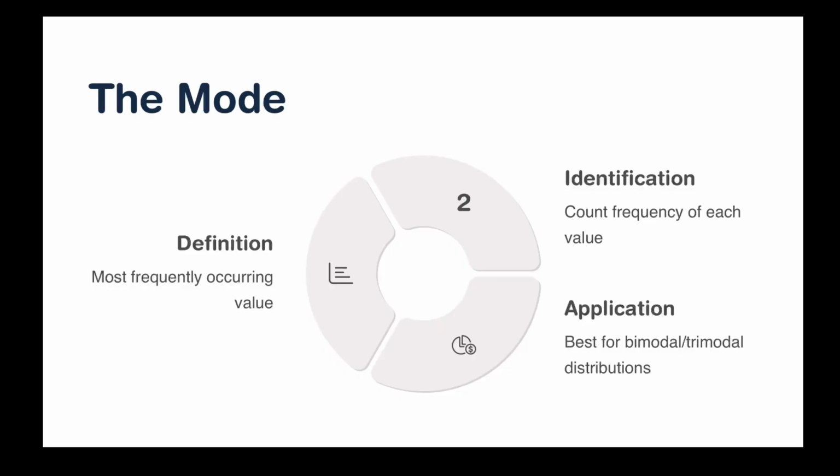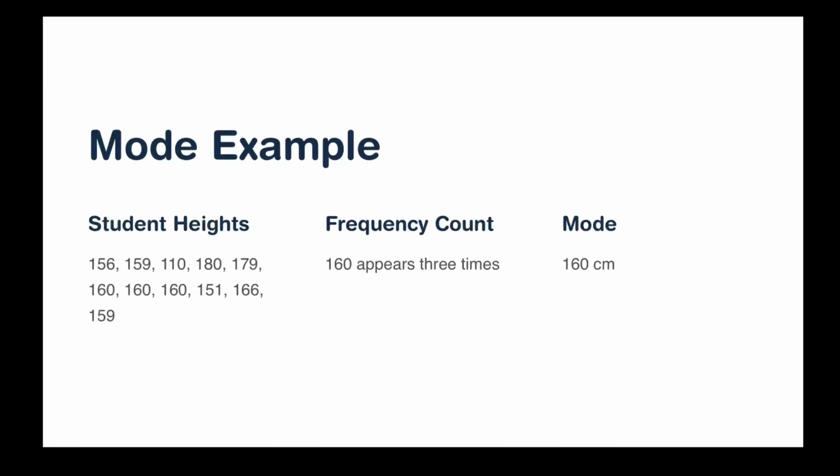It is a value in the statistical numbers where the most common or frequently occurring value, and usually we identify it by counting the frequency of each value, and this is best for bimodal or trimodal distributions. So mode is also a measure of central tendency.